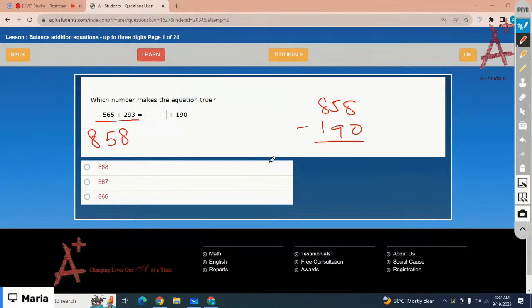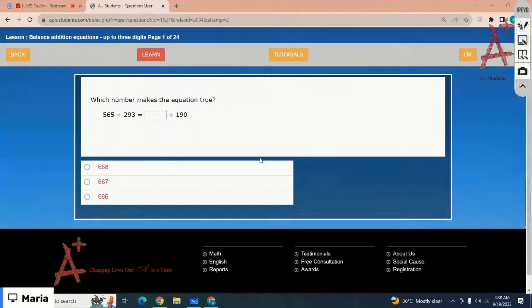It would be 8 minus 0 is 8. You cannot subtract 5 out of 9, so you have to borrow 1. It would be 15, take away 9 is 6, and 7 take away 1 is 6. That means the missing number that you add to 190 is 668. If you add 668, the sum of both sides must be 858. You can even check by adding, right? So that means the missing number is option number 1, 668.